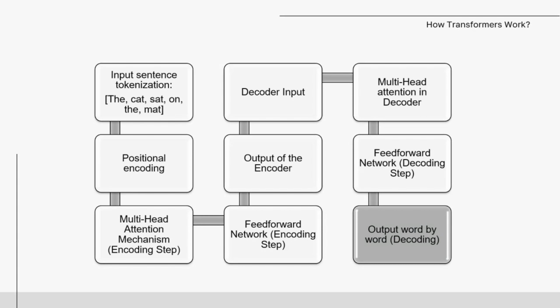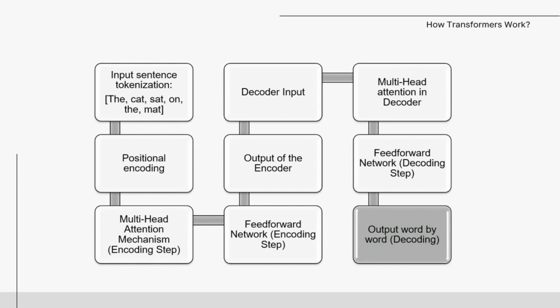So, in summary, transformers work by processing sentences through tokenization, positional encoding, self-attention, and feed-forward networks all in parallel. This allows them to handle complex tasks like translation, text generation, and more with incredible efficiency and accuracy.